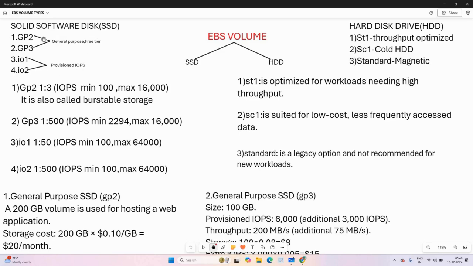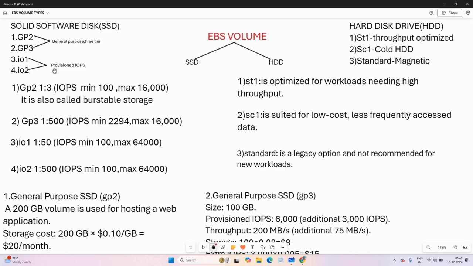And for Windows, GP2 is 30 GB and 100 IOPS free, and for Linux the free amount is 8 GB, and it works on GP3.